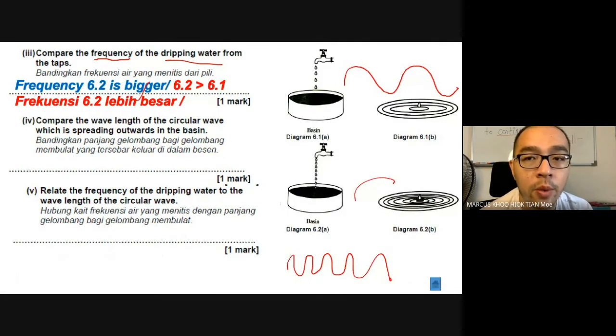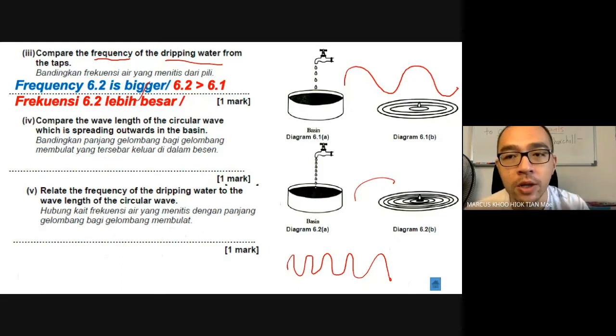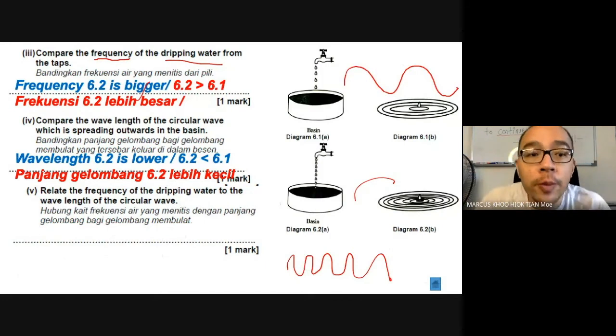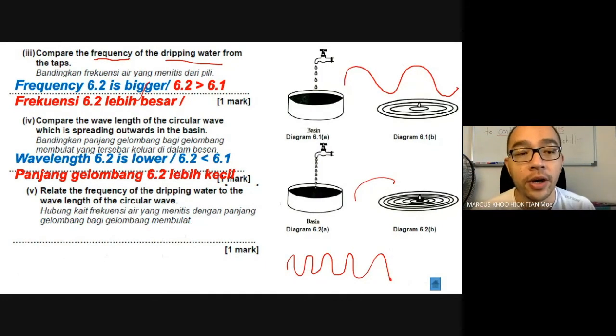All right, compare the wavelength of the circular wave, which is spreading outwards in the basin. The wavelength on diagram 1 is bigger than the wavelength in diagram 2. Excellent. See, very easy, right? All you have to do is just open your eyes and see. Anybody can do compare. Of course, this answer says 6.2 is lower, but the meaning is the same. You have the right meaning. I would probably just adjust it into diagram 6.1 and 6.2. Be specific, because this is 6.1 and this is 6.2, not just diagram 1 and diagram 2. But the idea is there.